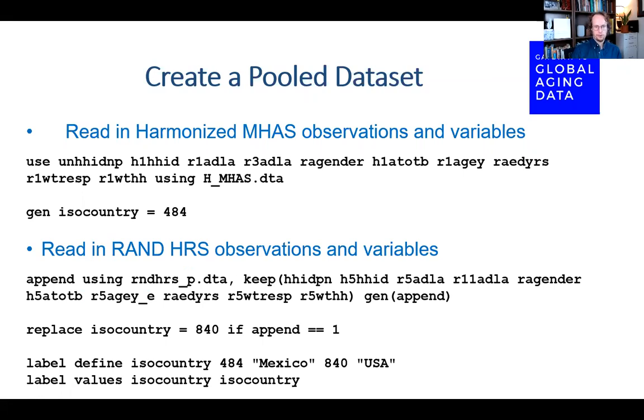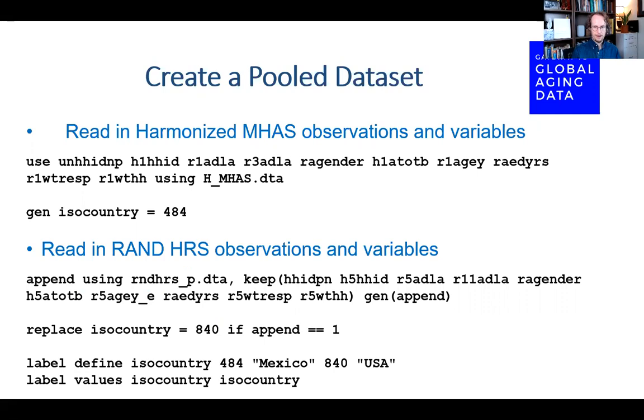So we're going to say append using the RAND HRS data, and we're going to keep these variables. Again, we're only specifying the variables we want to read in. Because there are so many variables in both of these data sets, it's often helpful, for your computer memory or for the version of Stata you have, to only read in the variables that you need to use. Of course, we could read in both of these full data sets, but it might slow things down, or it might be hard on our computer, or we might have a version of Stata which just can't hold maybe the 20,000 variables or so that would be contained in these two data sets.